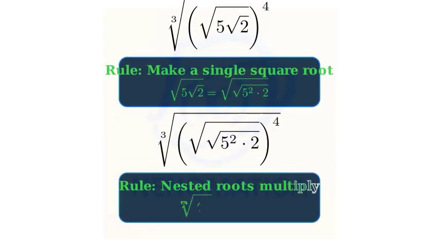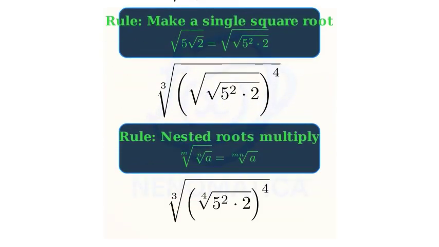Step 2. A square root of a square root is a 4th root. In symbols, the mth root of the nth root of a equals the mnth root of a. Here, m and n are both 2, so the product is 4.